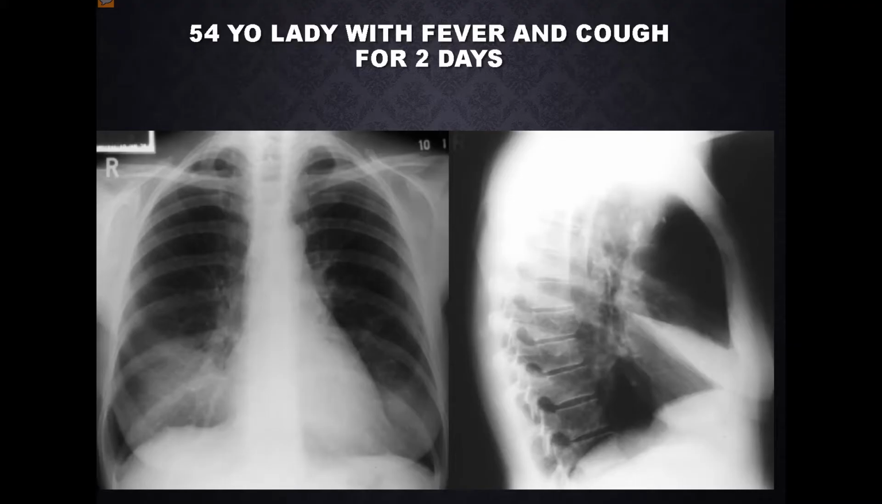So next patient, a lady with fever and cough for 2 days. Anything abnormal? Any black or white bits that shouldn't be there?